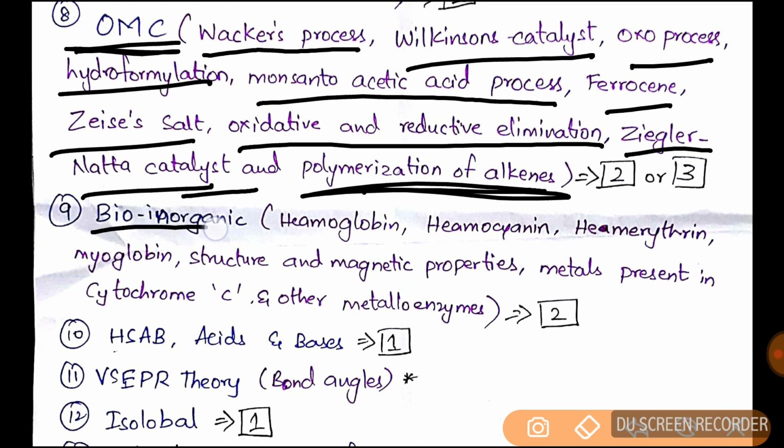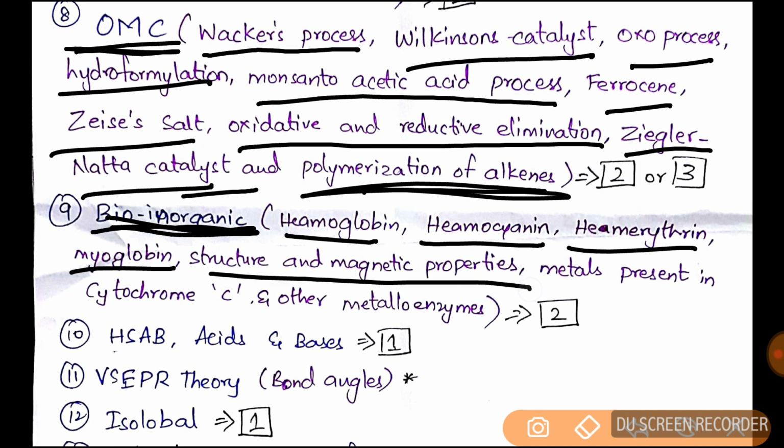And then there is bioinorganic. In bioinorganic, the major areas are hemoglobin, hemocyanin, hemerythrin, myoglobin, structure and magnetic properties, metals present in cytochrome C, and other metal enzymes. So these are the important topics in bioinorganic, and you can expect 2 questions from bioinorganic.